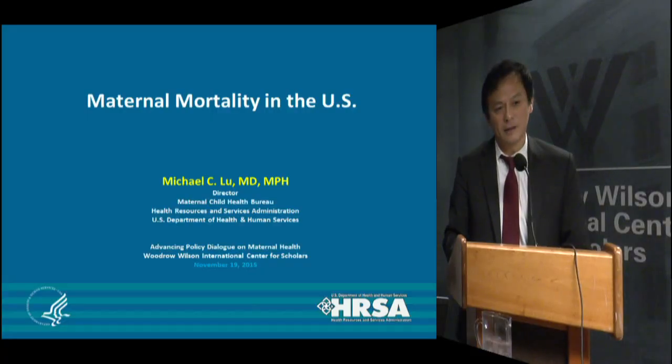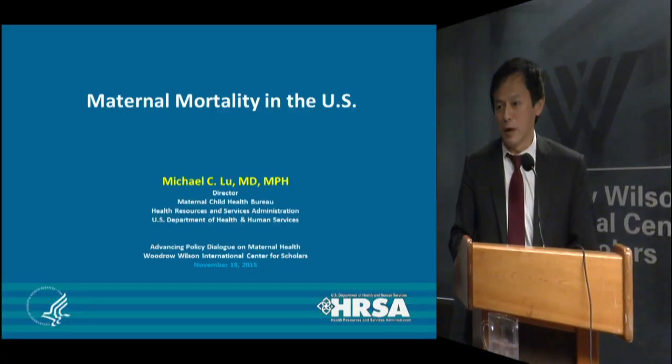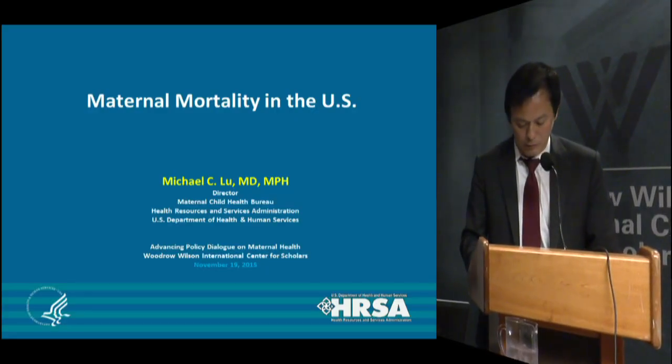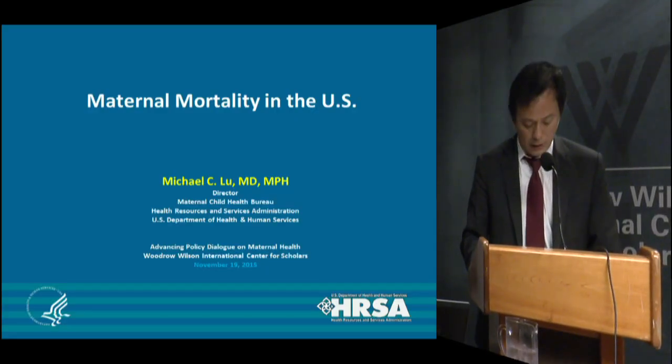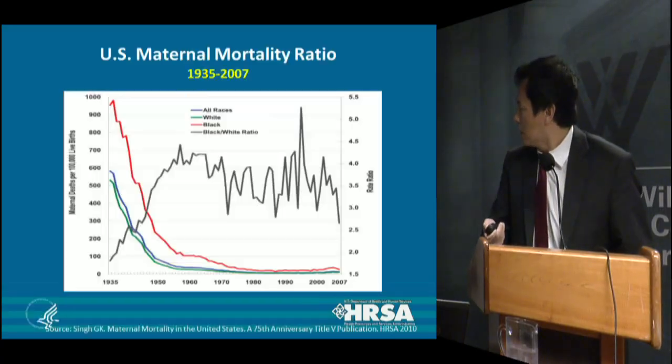As you all know, each year in the United States, more than 600 women die from pregnancy and childbirth, and more than 50,000 women suffer a life-threatening complication, or what we call severe morbidity. We are the richest nation on the planet, and yet we consistently rank near the bottom on most standard measures of maternal and child health, including maternal mortality. But it wasn't always like this.